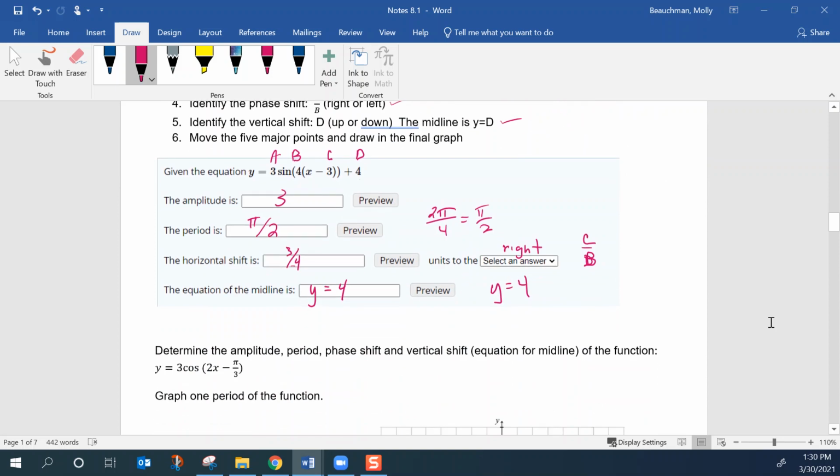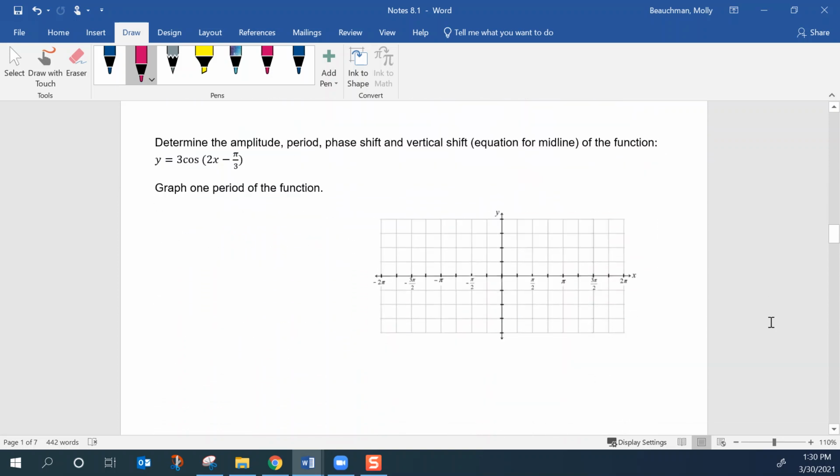All right, last example. Determine amplitude, period, phase shift, vertical shift, equation for midline, and then graph. So we have y equals 3 times the cosine of (2x minus pi over 3). So our amplitude is 3. There's no reflection. The amplitude is the absolute value of 3, so that's just 3. The period is 2 pi divided by b. In this case, b is 2, so the period of our graph is pi.